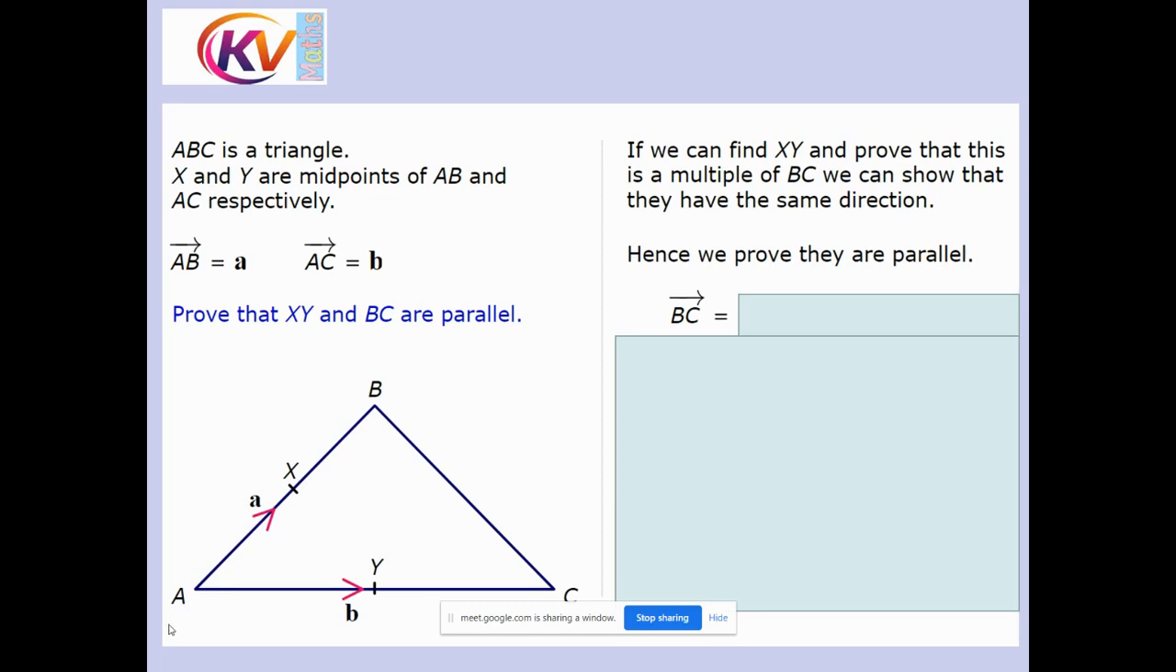Perfect, we're on it. So to work out B to C, I'm going to start up here. Remember, I can only go along the things that are labelled. So I need to go from B to A, and then from A to C. So I'm going the wrong way along that, so it's going to be negative A plus B. And you've got your first answer. So if you think about the question then, I've now worked out BC. What do I need to do now to pick up some marks?